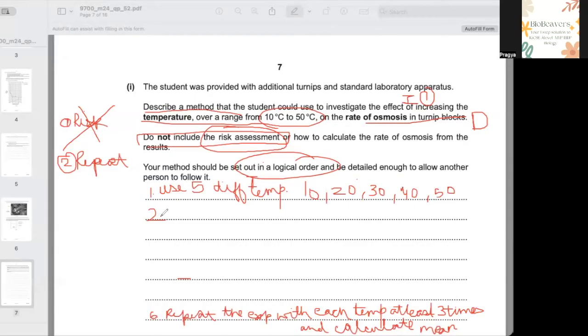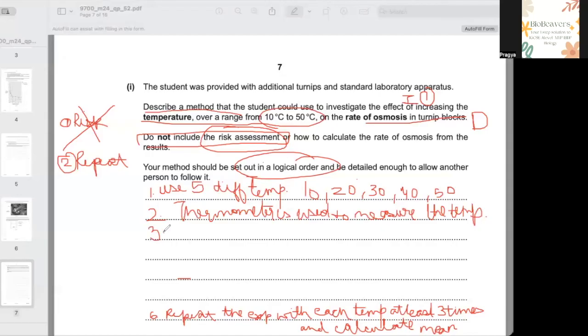Now, I have to measure the temperature, right? I'm saying I'm going to take 5 different temperatures. So how am I going to measure the temperature? A thermometer is used to measure the temperature. So the first 2 points are about, I'm repeating again, how many independent variables and how am I going to measure the independent variable.